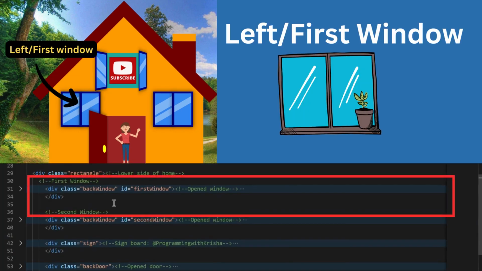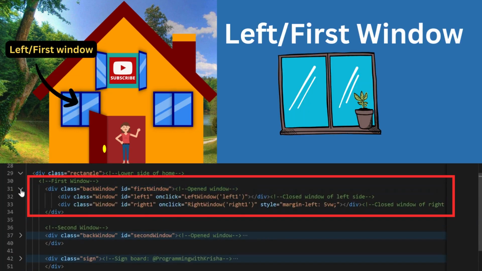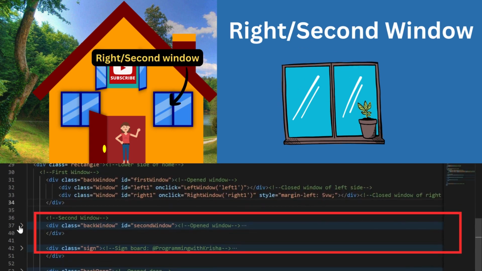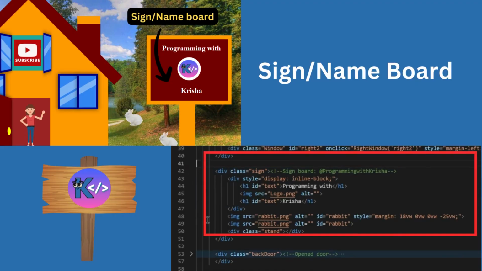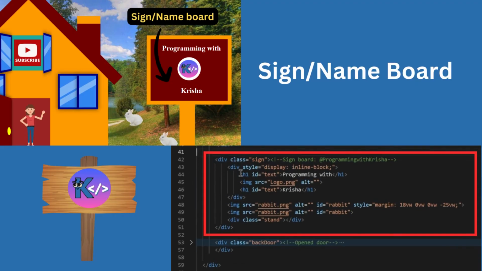We will now create a left or first window, similar to how we created the top window earlier. In case of confusion, you can pause and rewatch this video. Lastly, create the right or second window as shown here. Then, we shall build a sign or name board like this. You can also add images of rabbits, as I have added to enhance the background.